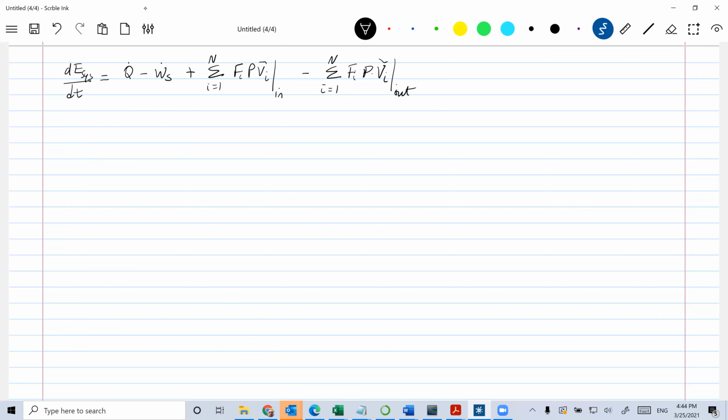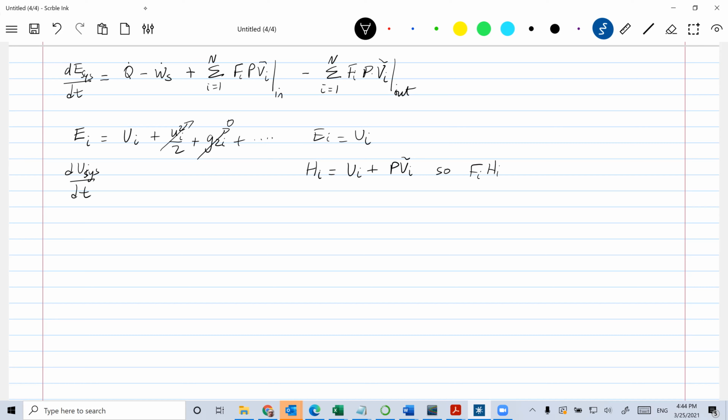So the other thing to note is that Ei, as I mentioned, has internal energy plus kinetic energy plus potential energy plus other things. For this class, these are 0. So the energy is the internal energy. So you can write dU system/dt. That's the internal energy of the system. The other thing you know is that enthalpy is internal energy plus PV, that's enthalpy.